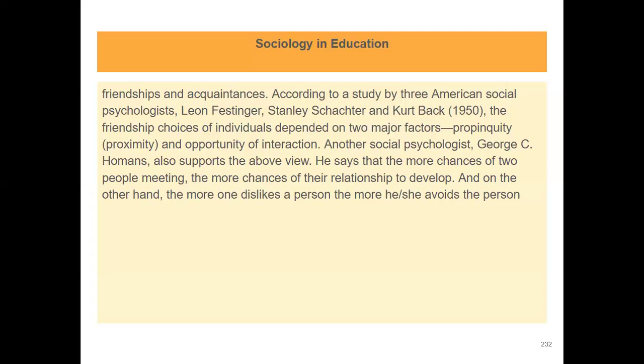And another social psychologist, George Pomerantz, also accepted this. He says, the more chances of two people meeting, the more chances of their friendship to develop. If two people meet more and more or regularly, there is a chance to develop their relationship. And if you dislike a person, you may not try to have friendship with that person. See whether these tally with your friendships.